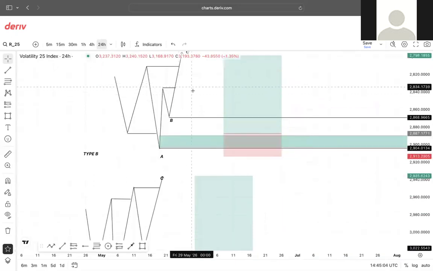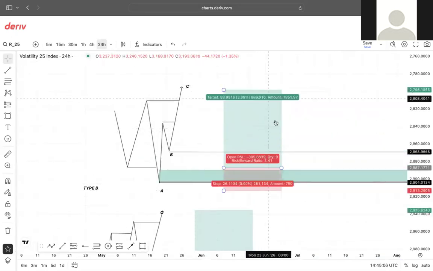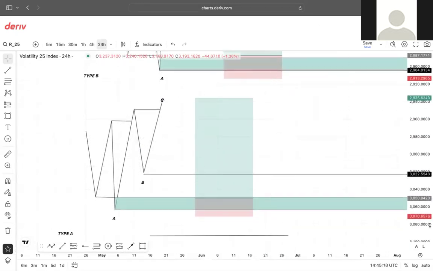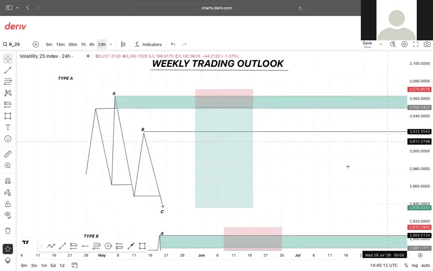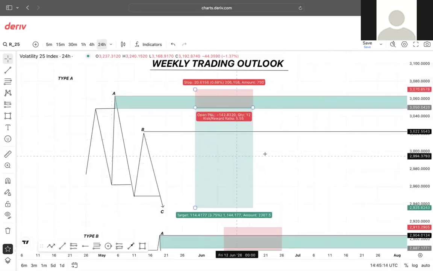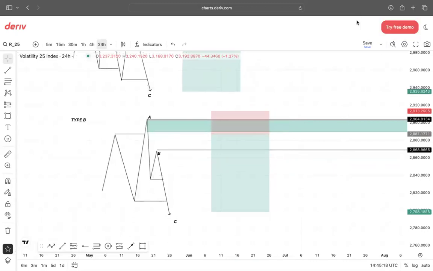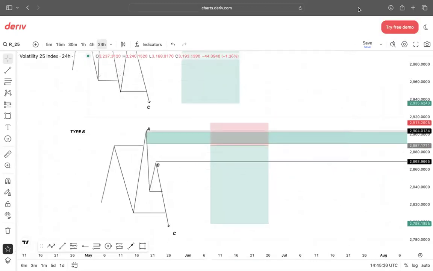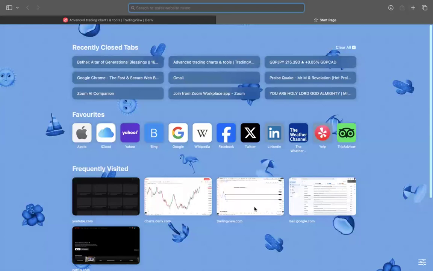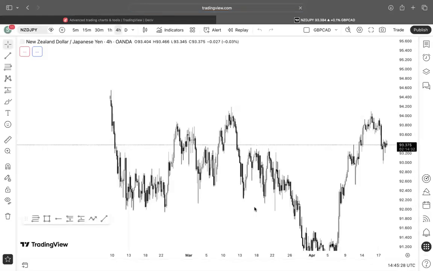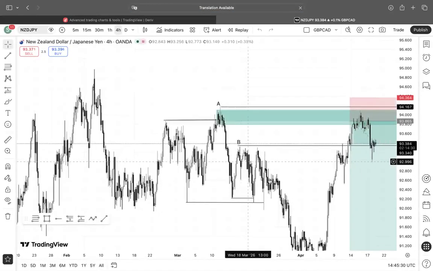For an uptrend, price has to do what? Come here and then boom to the upside. Price has to come here, boom to the upside. So this is our type A, and then this is our type B. So let's get into the charts. All right. For last week, I told you guys to still hold NZDJPY. So let's see what's happening there first before we do anything.